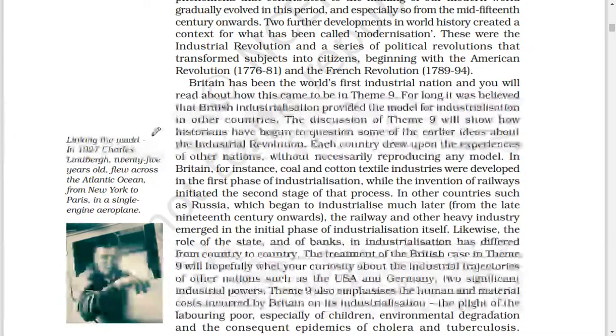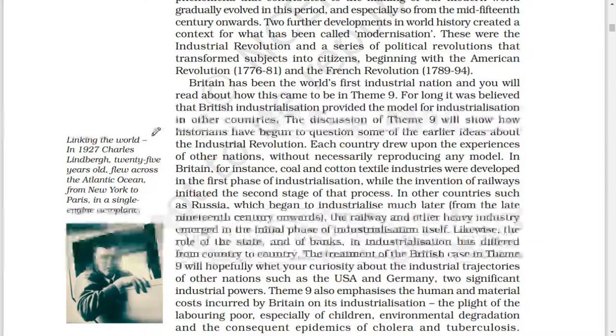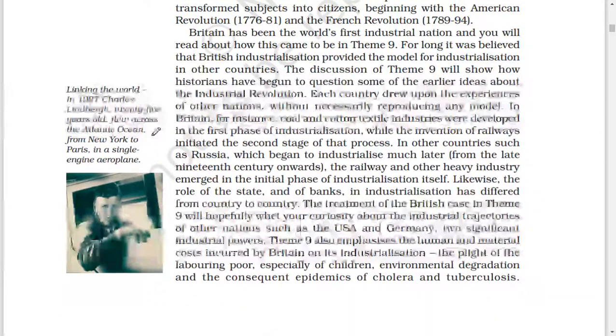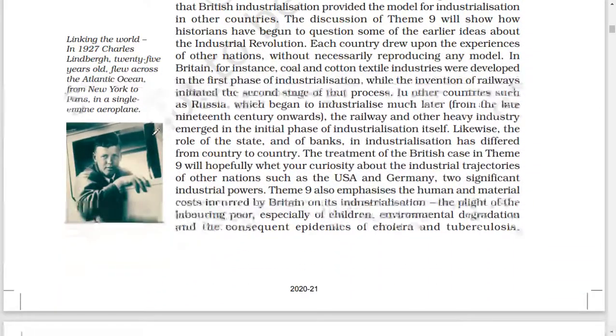In Britain, for instance, coal and cotton textile industries were developed in the first phase of industrialization, while the invention of railways initiated the second stage of that process. In other countries, such as Russia, which began to industrialize much later, from the late 19th century onwards, the railway and other heavy industry emerged in the initial phase of industrialization itself.